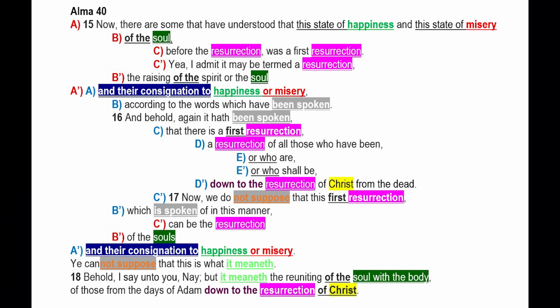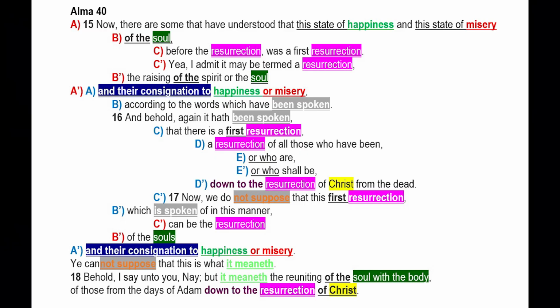And so you can see in blue with white letters, and their consignation to happiness or misery. This is the only place in this entire chapter where it says, and their consignation to. So he is specifically using those words, placing them in specific locations to frame this chiasmus. Again, the only place that happens in the whole chapter, and that's the outside of this chiasmus. So happiness or misery, real strong repetition.